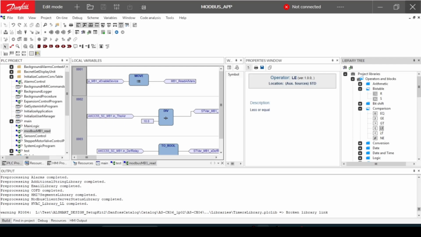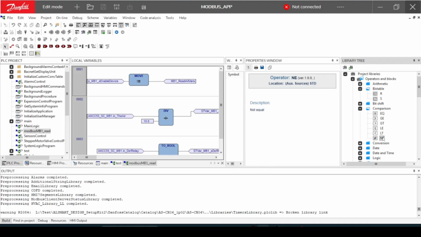The next comparison block is the LE operator. The LE block checks whether the first input value is less than or equal to the second input value. For example, if A is 5 and B is 10, the output is true. If A is 10 and B is also 10, the output remains true because equal values are accepted. But if A increases to 12, the output becomes false because A is now greater than B. This block is commonly used for maximum limit protection, ensuring that a value stays below or equal to a defined limit. Next is the LT operator.